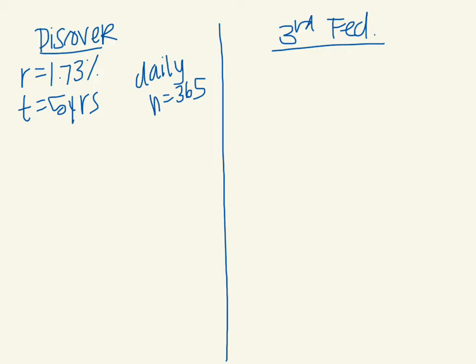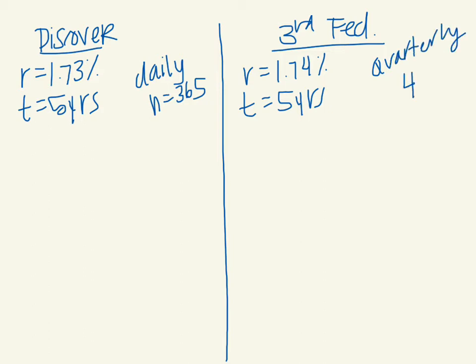For Third Federal, it says our rate is 1.74%, so really not that different from Discover. Time is still 5 years. Now this one is compounded quarterly, so only 4 times a year is that interest going to be added back into the account. So if you look, the Discover one compounds more often, but the interest rate is a little bit lower, versus the Third Federal CD. The rate's a little bit better, but it only compounds 4 times a year, so only 4 times a year is that money getting dumped back in. So all you have to do is plug it into the equation.